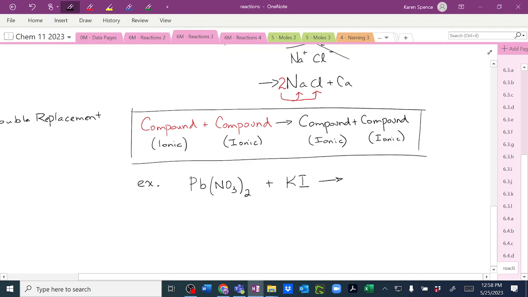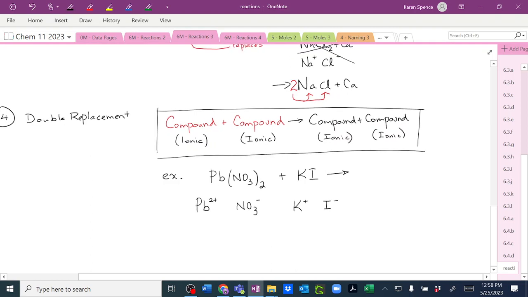Who is the positive ion in Pb(NO3)2? Pb. We have Pb2+, and the negative ion is NO3-. Who's the positive ion in KI? K. And who's the negative ion in KI? I.